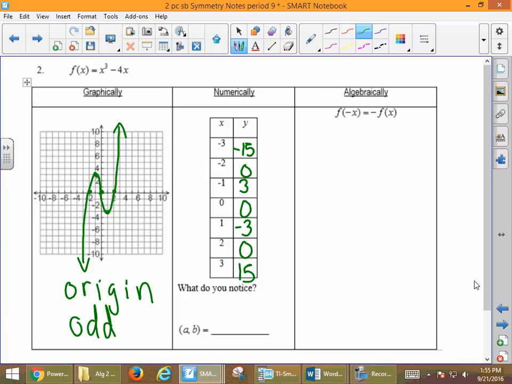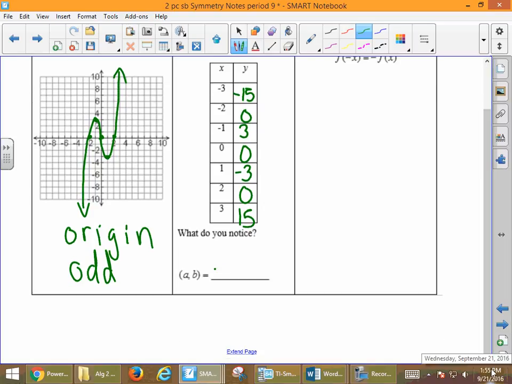We changed both of those signs. We have negative 2, 0, and then we have positive 2, 0. 0 doesn't have a sign, but we did change the signs on the x's. Or negative 1, 3, and then we have positive 1, negative 3. What do we notice? Well, I hope that we notice that we changed both of those signs, which means that our graph is symmetric with respect to the origin.